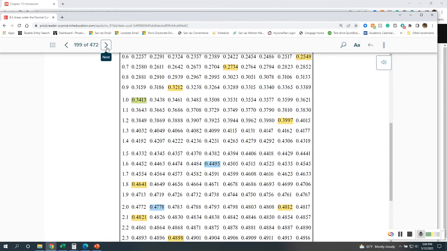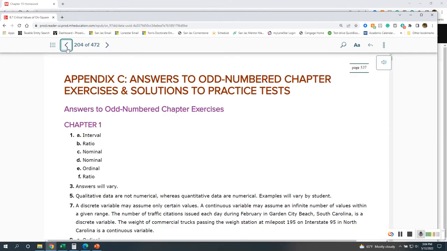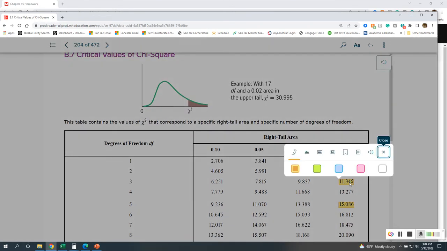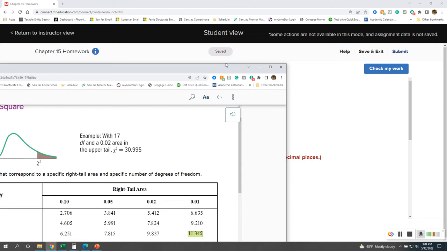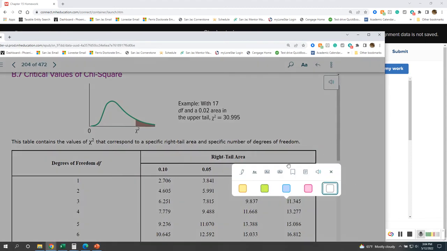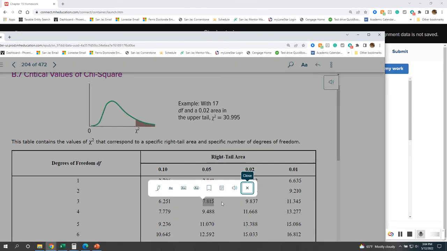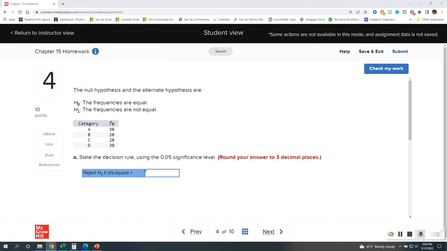Next, we go to the chi table. So past the F distribution, and here's chi. Notice there's only one table compared to the F distribution. And we're going to be looking at, we'll put it as green, get rid of this one, and this one. We are looking at 0.05, not 0.01, so remove. So 0.05, 3. So 7.815.